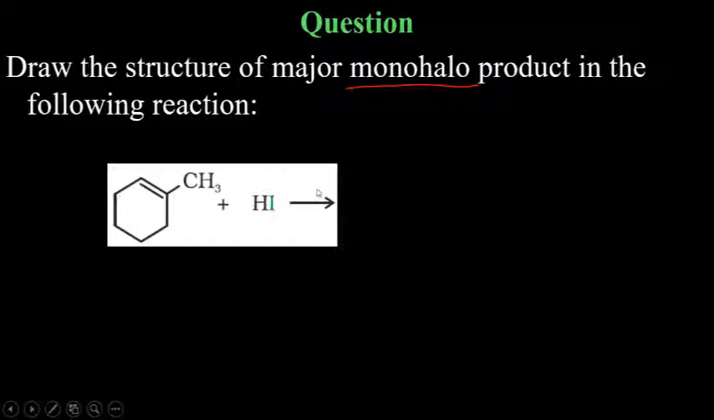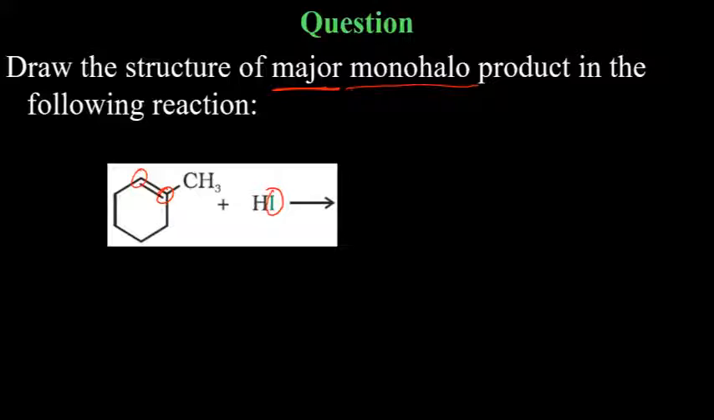Okay, good. Now this question: draw the structure of the major monohalo product. You have to draw just one, the major one. There can be two in the following direction. Now this iodine will get attached to that carbon of the double bond. Remember, this is an alkene, a cycloalkene, cyclohexene basically, on which we have fewer hydrogen atoms.